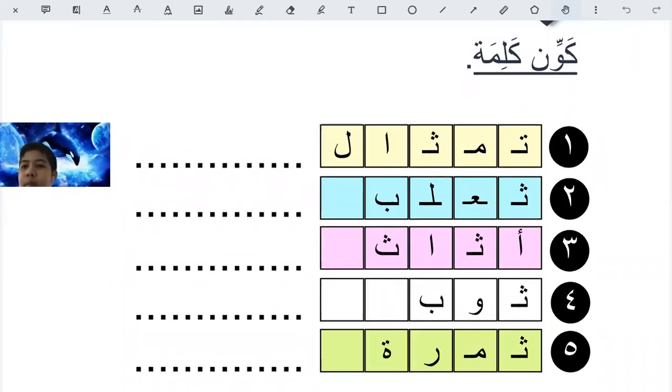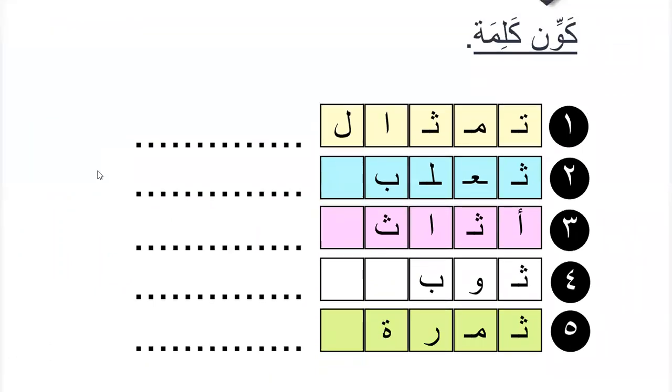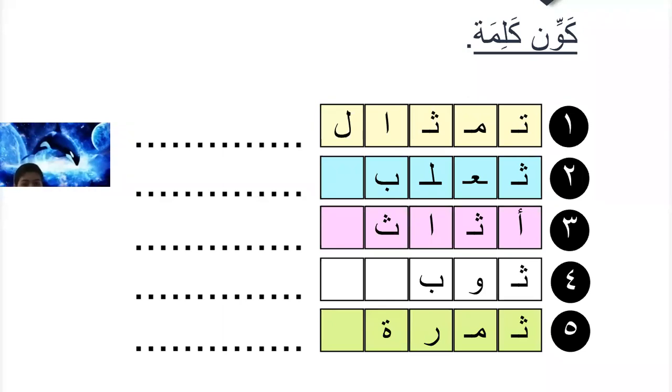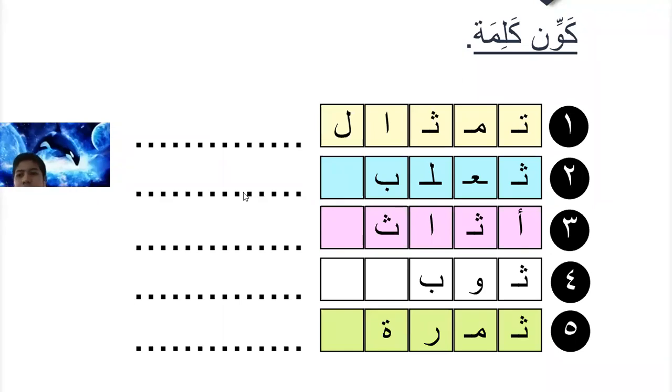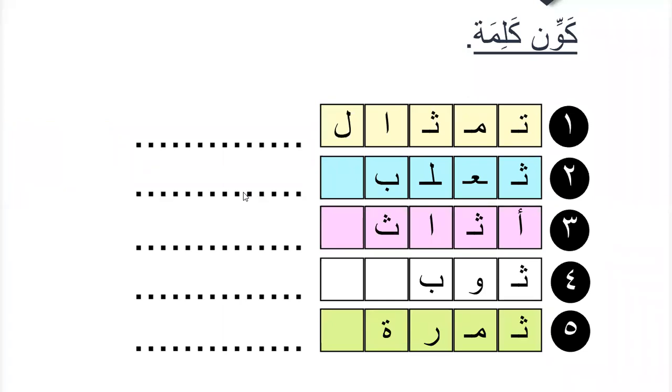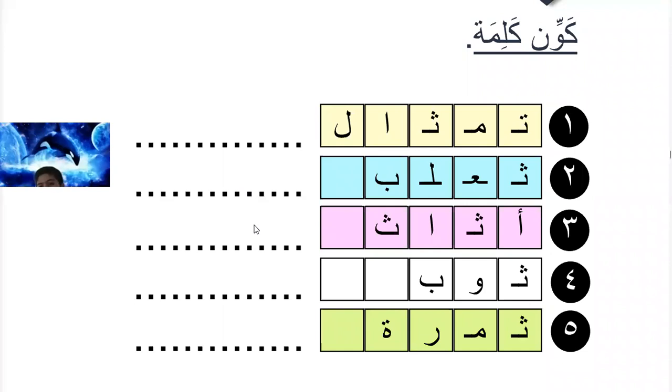Kawwin kalima, make the word. Okay, so now you would make the word. It's fruit tree. Timsal. Timsal. Statue. Timsal. Yeah. Okay. So that one is salab. Salab is a fox, right? Salab means fox. Good. Okay.